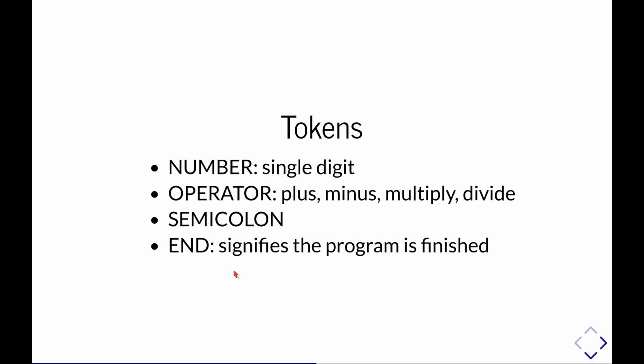And so there's only 3 different types of words in our language. We have numbers, which are a single digit, we have an operator, and we have a semicolon. Now each one of these has several variations, so there's 10 different ASCII characters for numbers, 4 different operators, and 1 semicolon. But there's only 3 different types of words in our language.